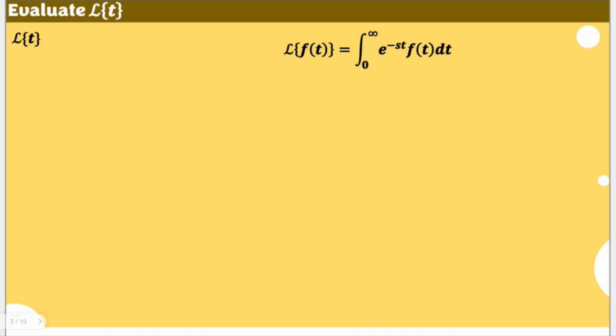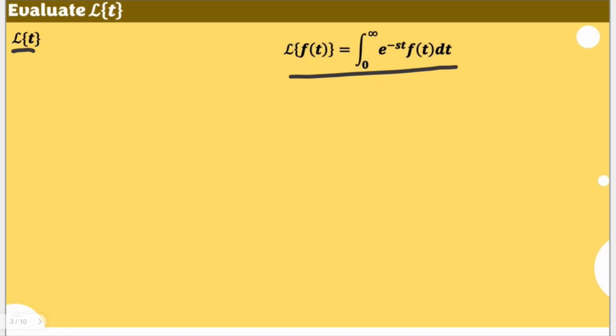This time, let's evaluate the Laplace transform of t. We are going to emphasize t first so that we can use this representation in the other forms containing the variable t. So we are going to solve for the representative expression for this using this formula for the Laplace transform of any function of t.